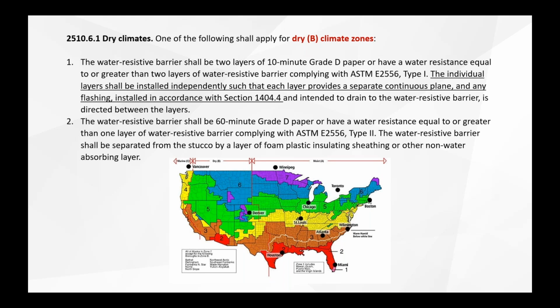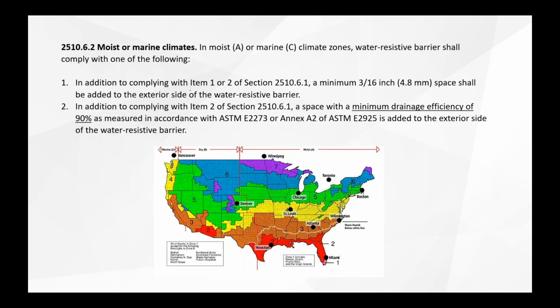But look at what they're saying now. They're saying the individual layers shall be installed independently, such that each layer provides separate continuous planes. So now you've got to do it twice, right? So that's one big thing there. And then this other one, you could comply with a foam plastic insulation like an Armax or something like that. So those are the differences there in the dry. Okay, but what happens when we get to the moist and the marine? Well, we've got to comply with those first two, like we just read off.